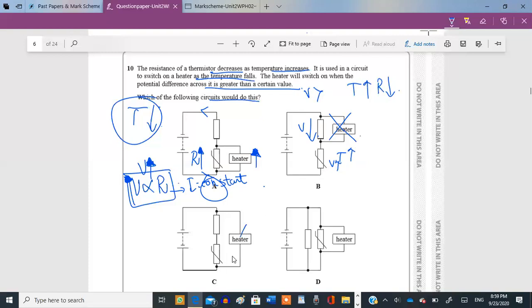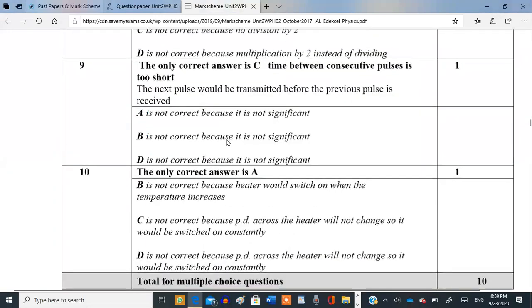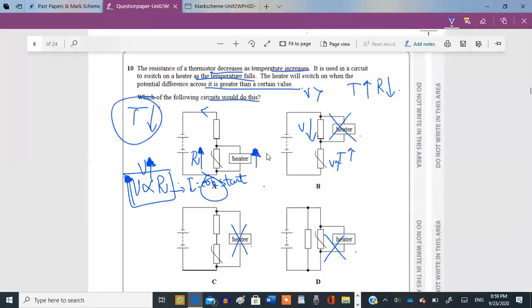If you look at option C again, this is not correct and these are out of the way. The heater has to be in parallel to the thermistor. Option A. Okay, clear? Is this clear?